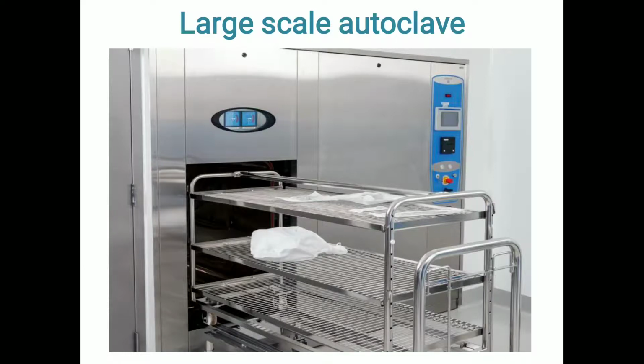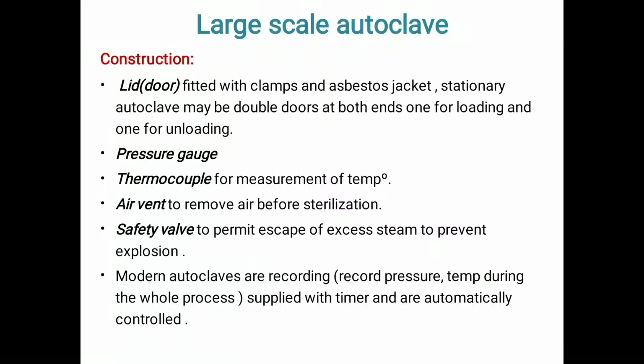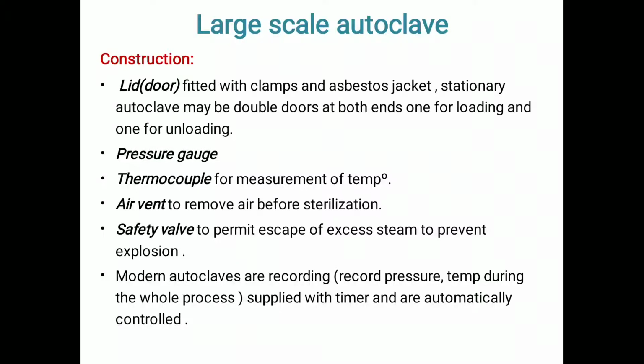So the moist heat, or large scale autoclave: its construction is made up of stainless steel or iron. Then the lid, we can say door, is fitted with clamps and an asbestos jacket. Then it is the stationary autoclave, maybe with double doors at both ends, one for loading and one for unloading.